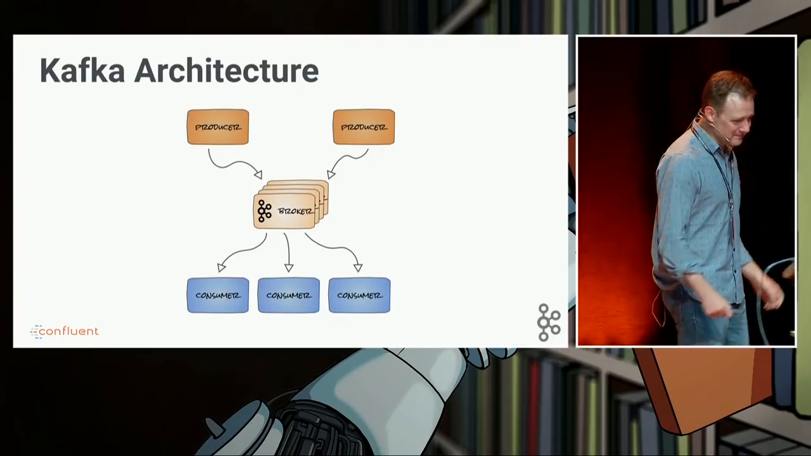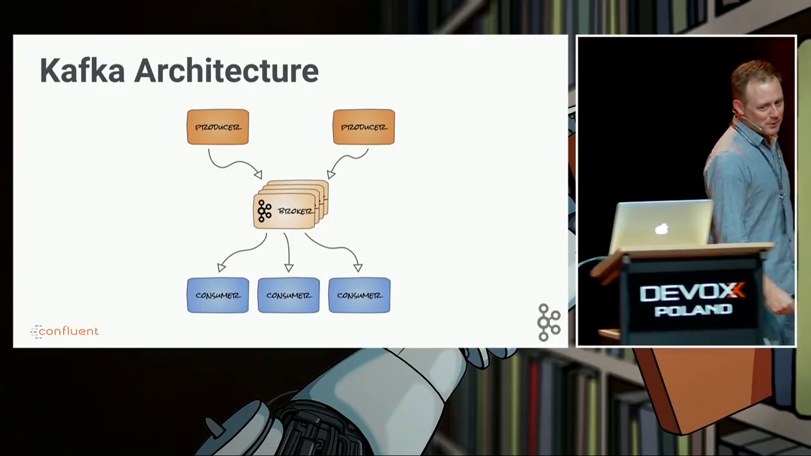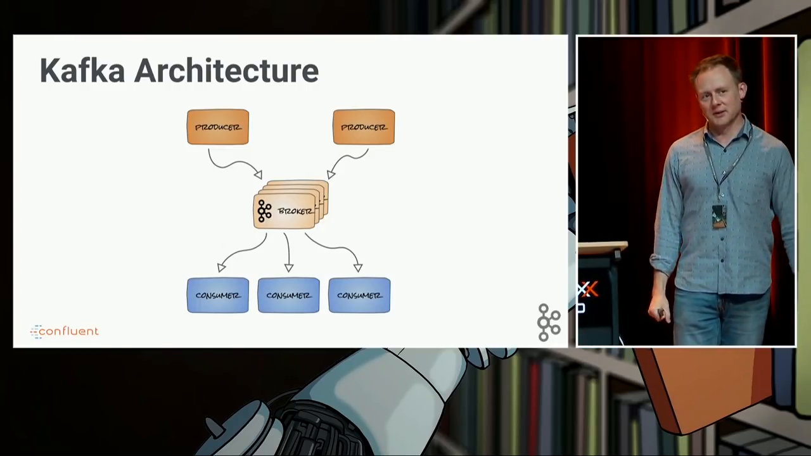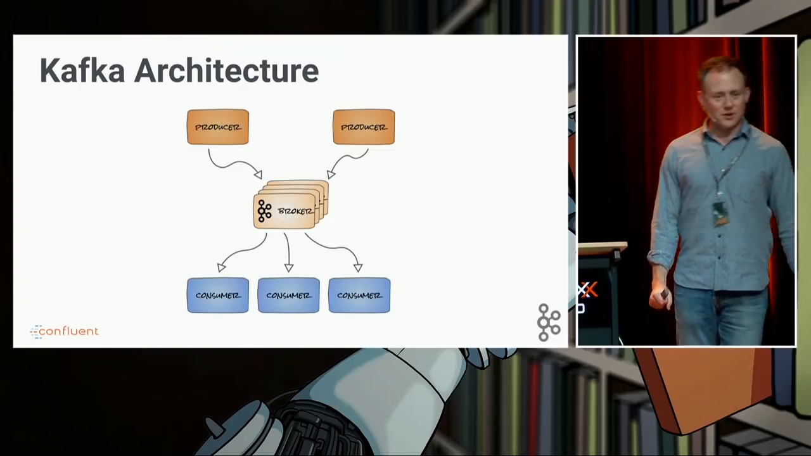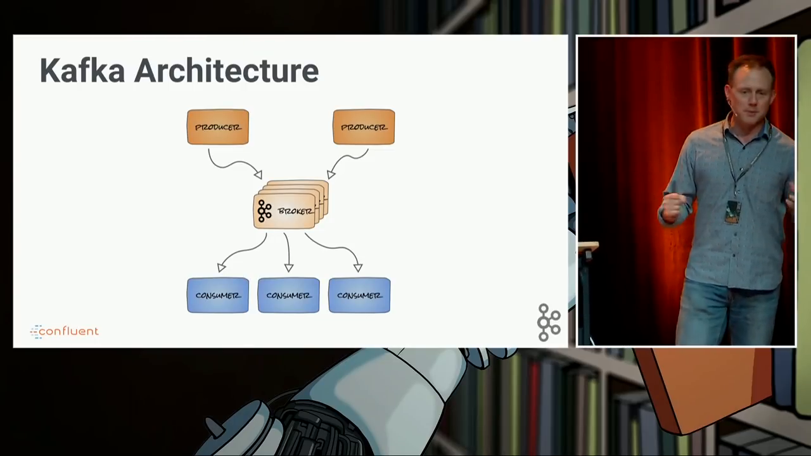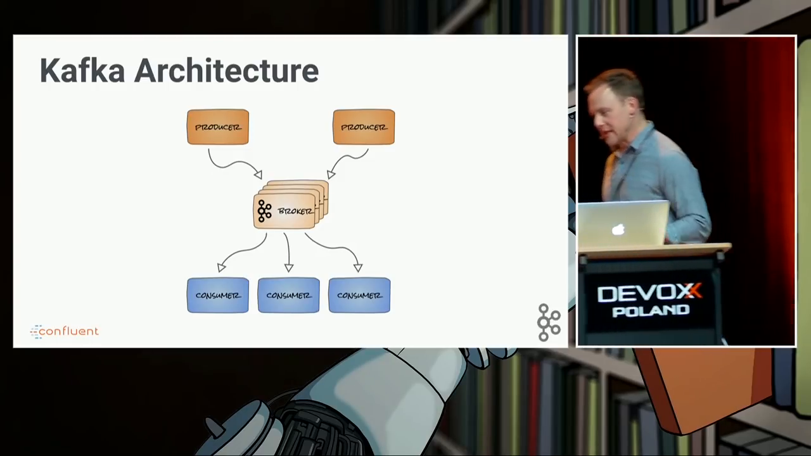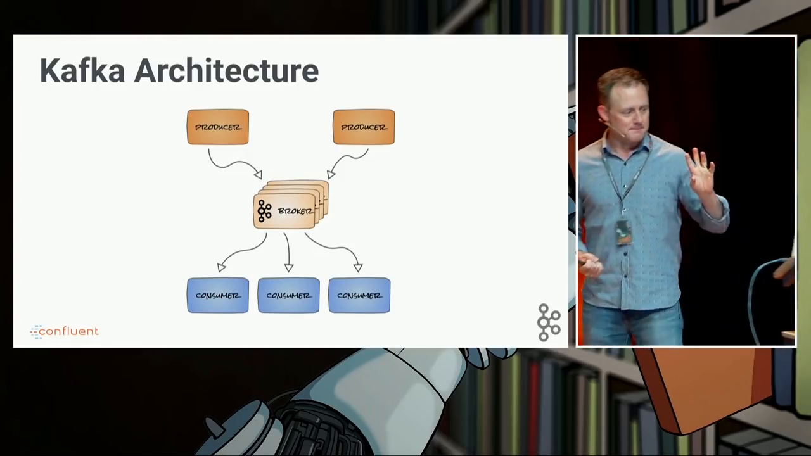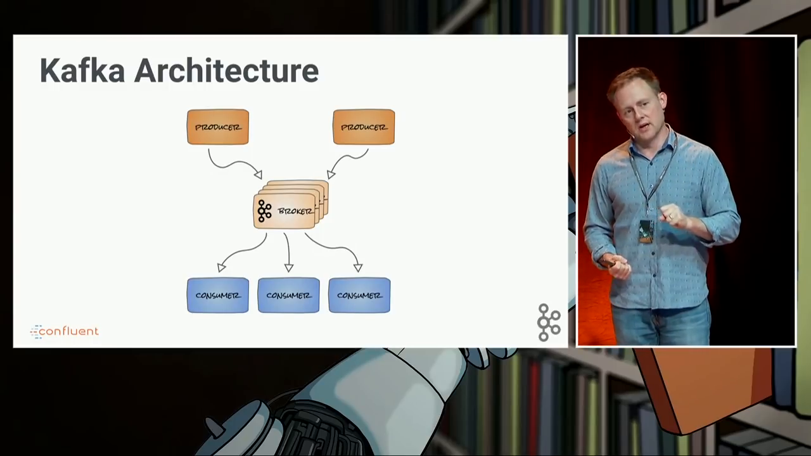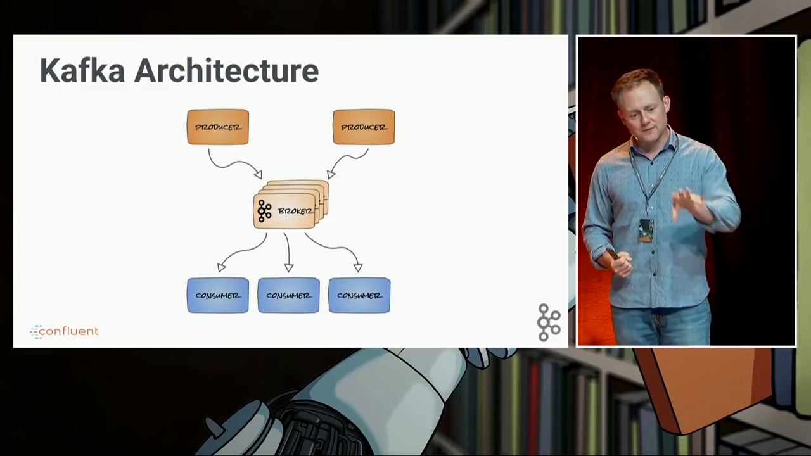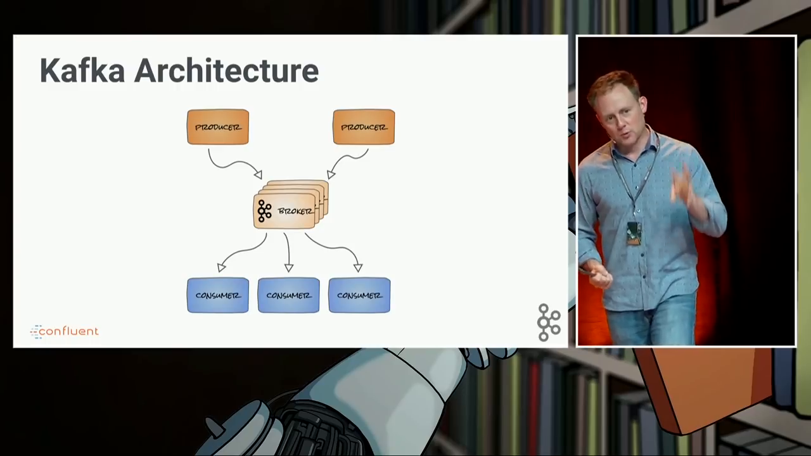All right, right here you have the simplest Kafka architecture diagram you will ever see. It's also the most general. Every piece of the Kafka and Confluent platform basically conforms to this diagram. So Kafka itself is the thing in the middle. That's what we'd call the Kafka cluster.